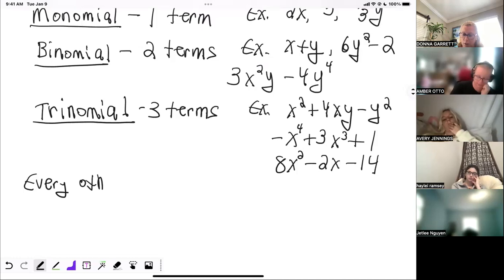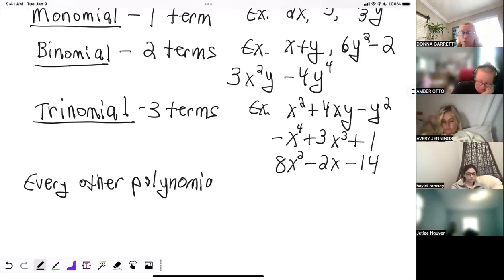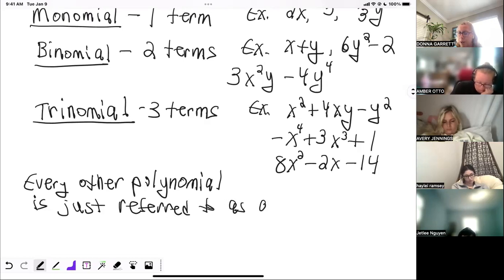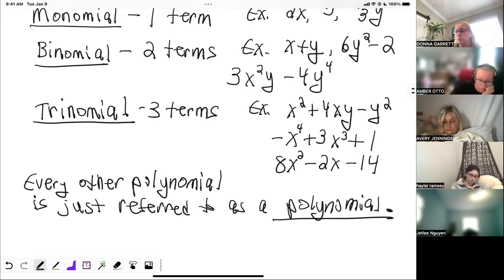Every other polynomial, meaning bigger than three terms, is just referred to as a polynomial. So if it doesn't have one term, two terms, or three terms, we call it a polynomial.